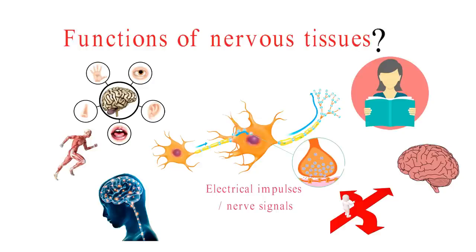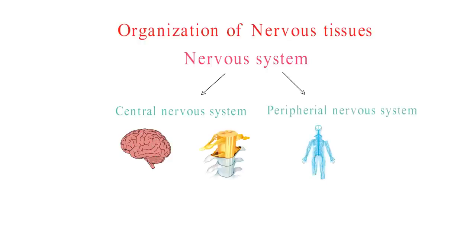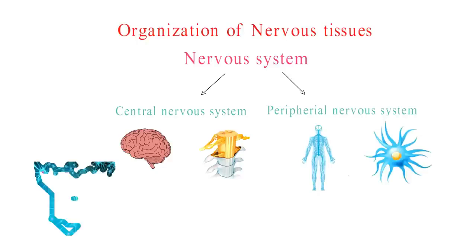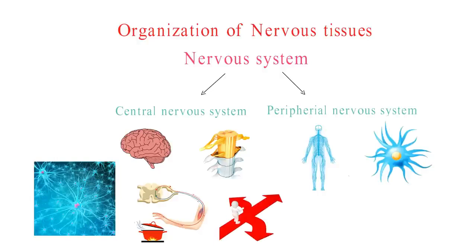To better understand how nervous tissue works, we need to talk about its organization. The nervous system is divided into two main parts: the central nervous system, which includes the brain and spinal cord, and the peripheral nervous system, encompassing all other nerves and ganglia. Nervous tissue is organized into intricate circuits and networks of neurons. These networks work together to process and transmit information, allowing us to react to our environment, make decisions, and even form memories.